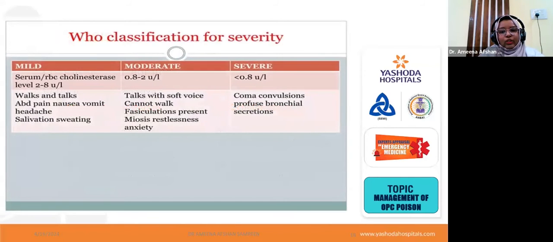There is a WHO classification of severity. It is classified into mild, moderate, and severe, taking cholinesterase and the patient's signs and symptoms. In mild, the cholinesterase levels are between 2 to 8, and the patient can walk and talk. He has some abdominal pain, nausea, vomiting, headache, salivation, and sweating. Whereas in moderate, the levels have decreased to 0.8 to 0.2, and he talks with a soft voice or cannot talk, with fasciculation, miosis, anxiety. Whereas in severe, where the levels are less than 0.8, coma, confusion, convulsions, and bronchial secretions may be present.